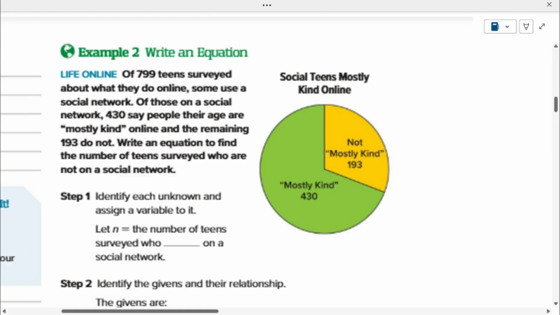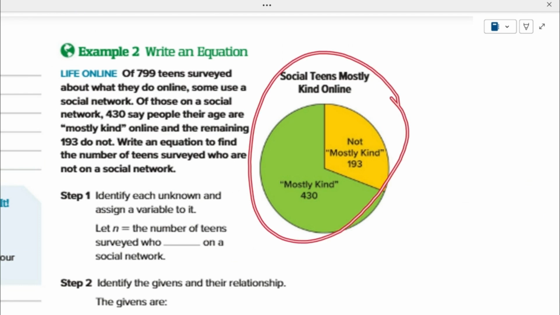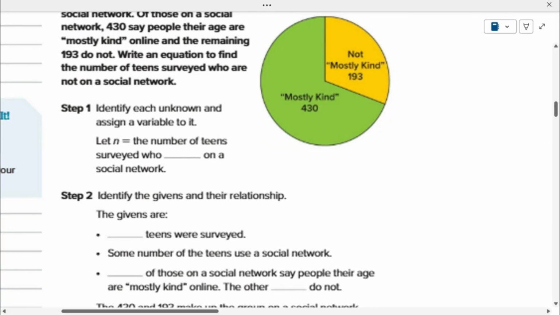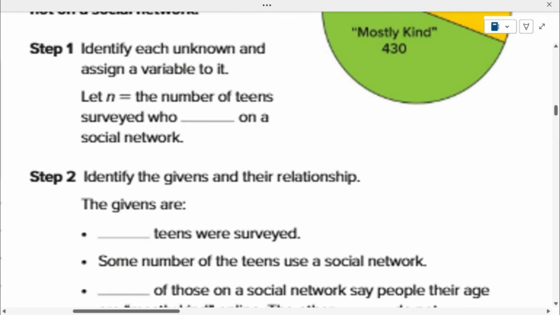Example 2 is a word problem. So pause the video, read this section right here, take your time, take a look at this graph, and we're going to use the graph and the wording to help us out. Okay, step 1. It tells us to identify each unknown and assign a variable to it. So they're choosing the letter n to represent the number of teens surveyed who, and this first fill in the blank is are not on a social network.